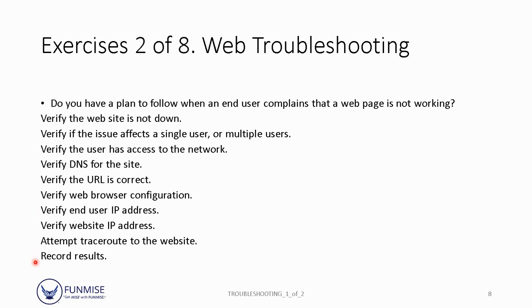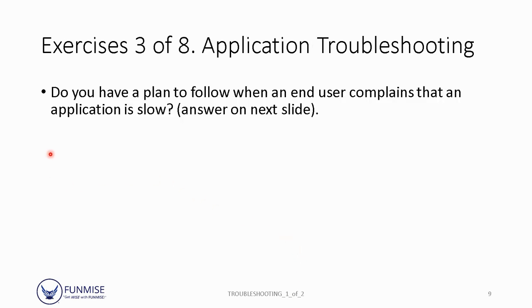You may have different things you may want to attempt, but this is just a basic idea to help you get started. Have an idea of what would I do if an end user complained of this problem. How could I verify that things were working as intended? Or how could I identify that there was indeed a problem that needs to be further investigated?